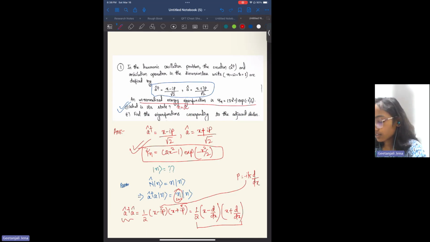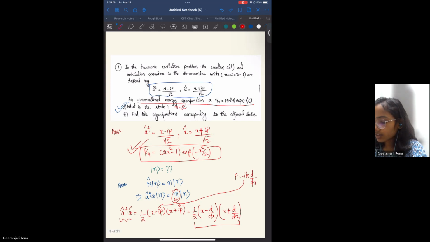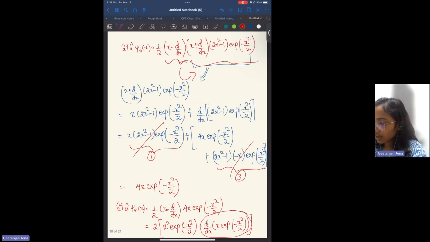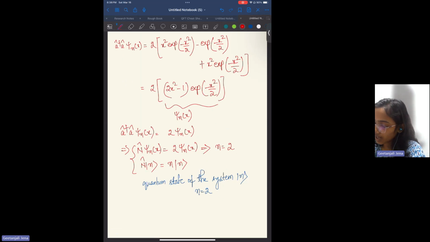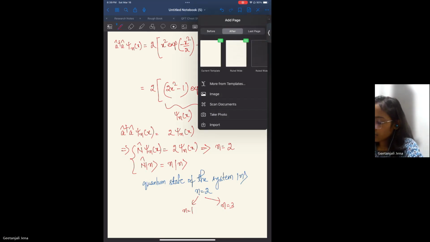Now the second problem is asking to find the eigenfunction corresponding to the adjacent states. So now you got n equal to 2. So the adjacent states for n equal to 2 are nothing but n equal to 1 and n equal to 3, right? And how can you get the expression for n equal to 1 and n equal to 3?